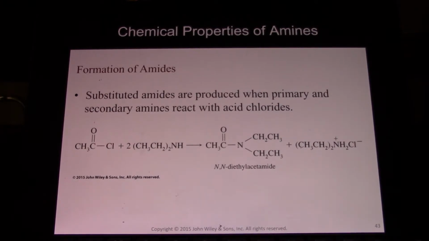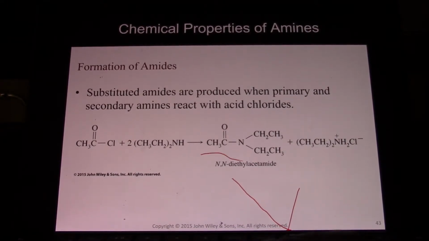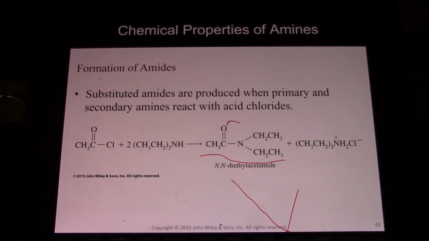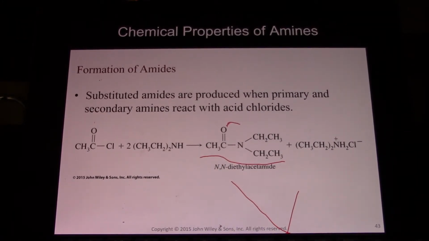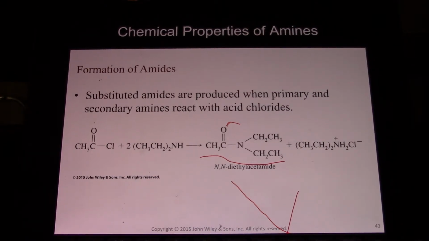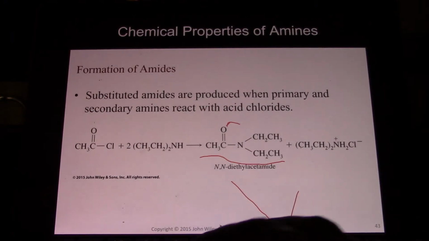Formation of amides. We can attack an acyl chloride with an amine group to form an amide. And then you could use lithium aluminum hydride to reduce that amide back to an amine. And this is a nice way to controllably make an amine that you purposely want to make. And so this is done a lot.